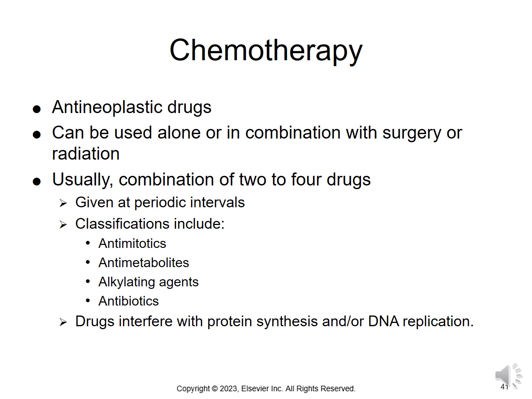Classifications include antimitotics, antimetabolites, alkylating agents, and antibiotics, and these drugs will interfere with the protein synthesis or the DNA replication. So usually when we look at chemo drugs, they're usually going to affect somewhere in the cell cycle. Now, this course doesn't really focus on drugs, but I'm just giving you a brief synopsis of what would occur here.